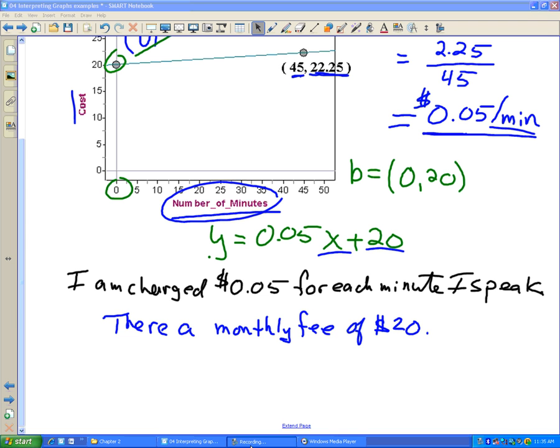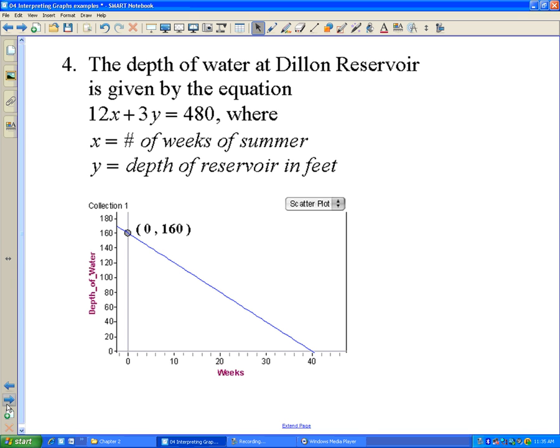What's my time so far? 13 minutes. We'll be below 20 easily today. So the depth of water at Dillon Reservoir is given by the equation 12x plus 3y equals 480, where x is the number of weeks of summer, y is the depth of the reservoir. So here's my picture. I know at 0 weeks, I have 160. 160 is the depth of water. It's 160 feet.